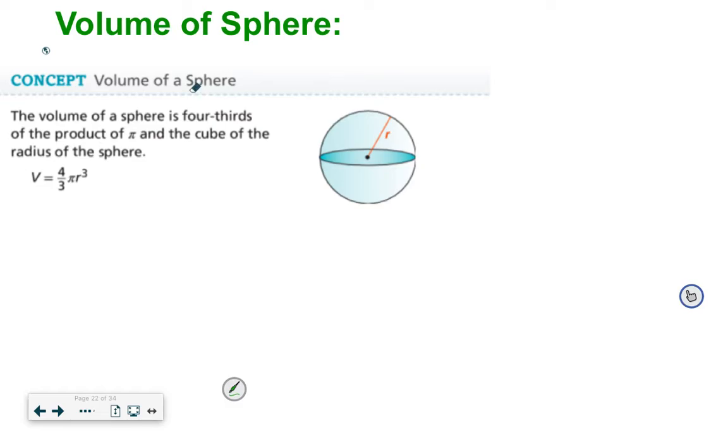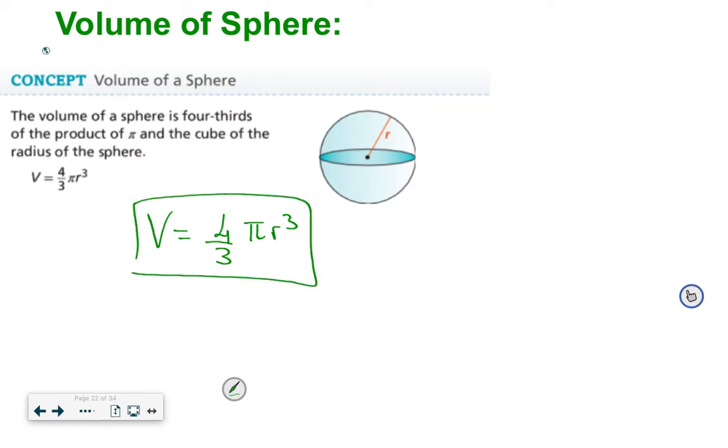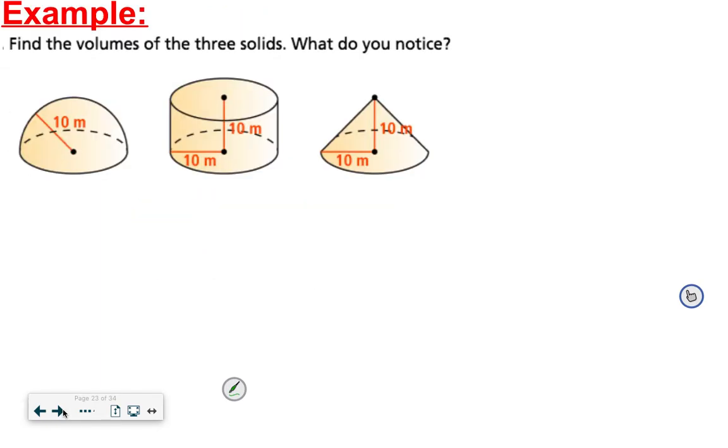In this part, we are going to learn volume of sphere. You need to know that the volume of the sphere is 4 over 3 times pi times r cubed. That's all. Now let's solve some questions. Find the volumes of the three solids.